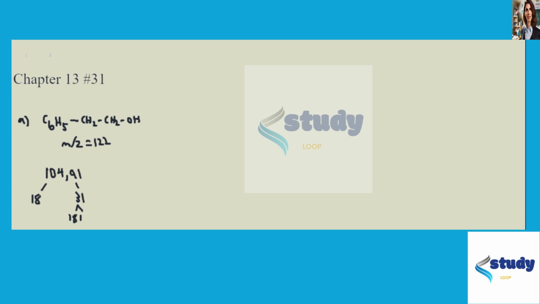And the difference between 122 and 91 is 31. Actually, let me take that back. To me, that's 17 plus 14. From an earlier problem, similar to this one, I explained that I always think of these in terms of subtraction. A methyl group is worth 15, and a methylene group is worth 14. So this 31 tells me that we're losing a methylene group and an alcohol. Alcohol is 17, methylene is 14.